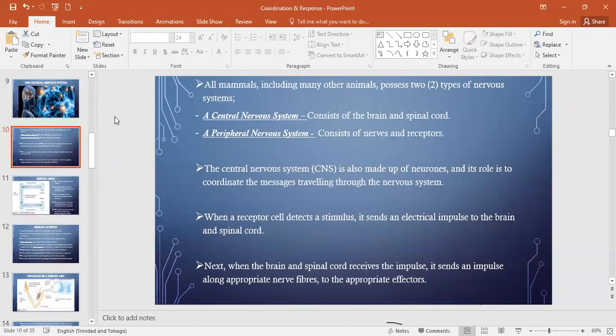Right, so this is our complex nervous system now. We have two types. We have central and peripheral. The central nervous system consists of the brain and the spinal cord, period. Just the brain, just the spinal cord. And the peripheral nervous system consists of nerves and receptors.